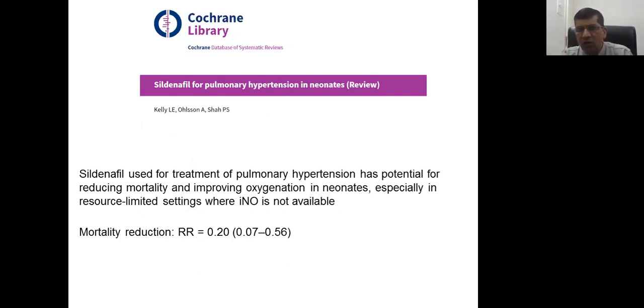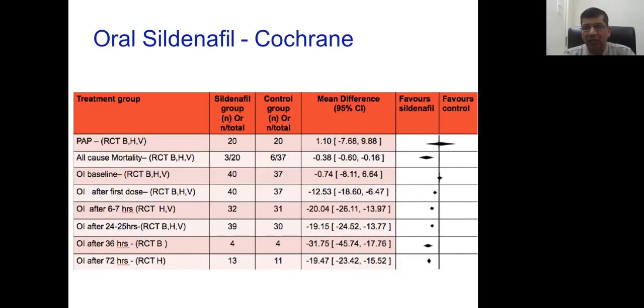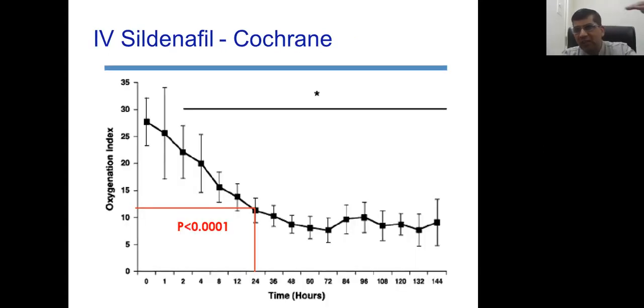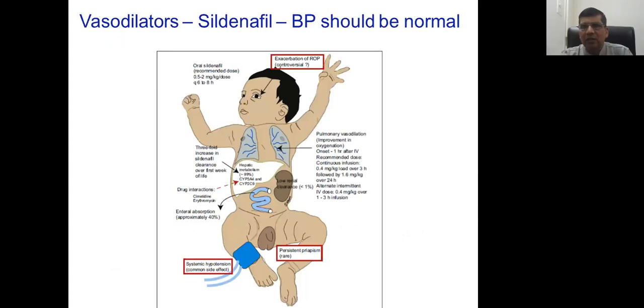As you all know, Cochrane says that sildenafil is for PPHN, especially in resource limited settings where nitric is not available. Reduction in mortality almost by 2%. That RR is very good. So you have to be well versed with the use of sildenafil. That's the Cochrane data, as you all know. You all see that there is an improvement in OI, and that's an important thing.